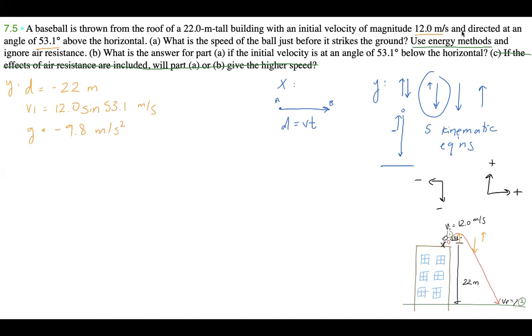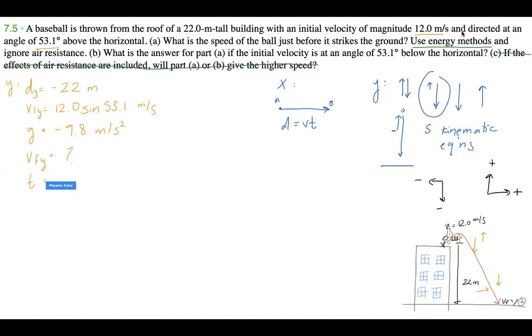And we are looking for VF. In this problem, recall that we're going to have to solve for VFY and VFX. So let's write that down: VIY, DY, and VFY. I talked a little bit in the last video about how we have to solve for VFY, VFX, and then use the Pythagorean theorem. So that's what we're going to do. VFY we don't know, we're trying to solve for this, and we also don't know time.